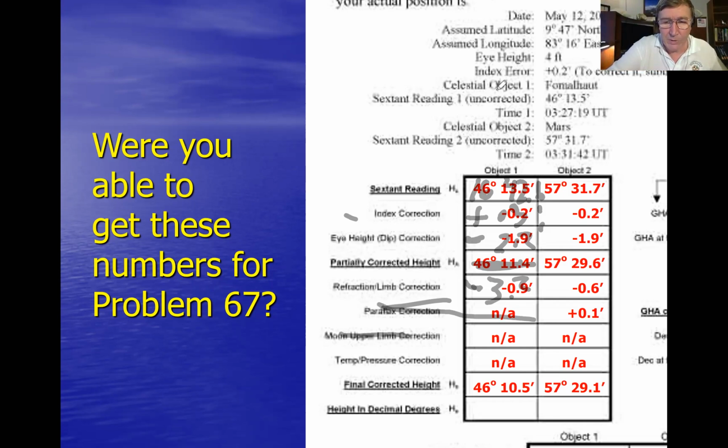We don't need to worry about moon. We don't need to worry about temperature pressure. So that's it. All we have to do is take whatever number we got there and subtract 3 point, did I say 2? I can't read my own handwriting there. Whatever that is, and then that will be the fully corrected altitude.